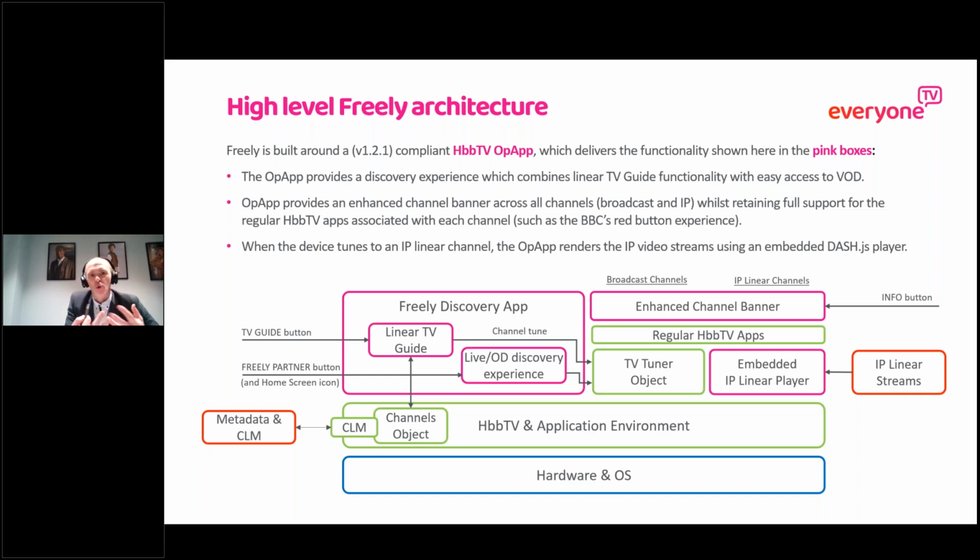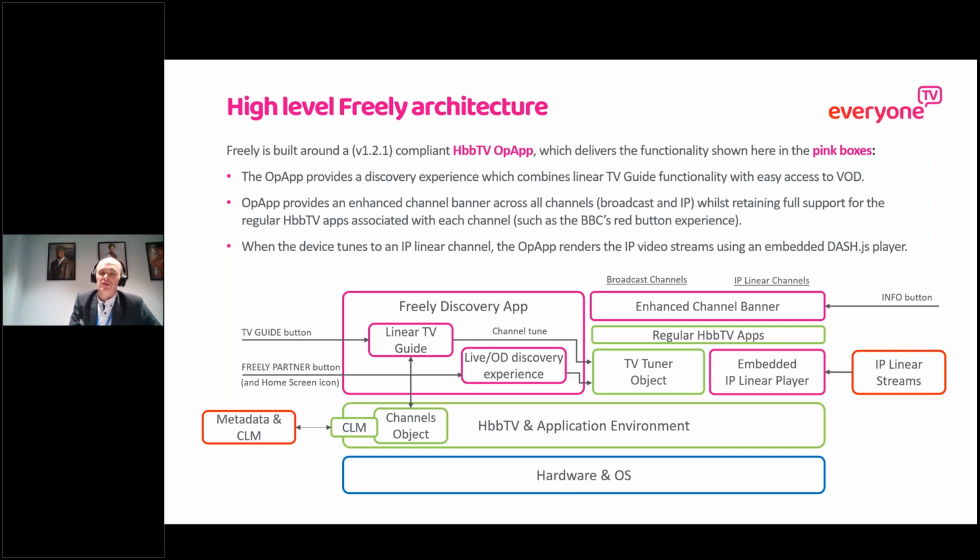There's a core full screen area which you'll see about the TV guide and the live and on-demand discovery experience, and I'll show you a bit of that. Then there's an enhanced channel banner, I'll show you that, and how it works. And behind the scenes, whenever you're playing back an IP channel, we're using an embedded JS IP linear channel player. And that then interfaces to the red boxes, shown off the sides of this diagram, where on one side you've got metadata and what we call our channel list management, which is our proprietary IP channel list delivery mechanism.